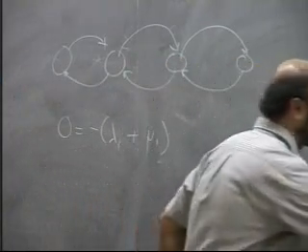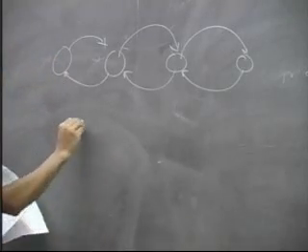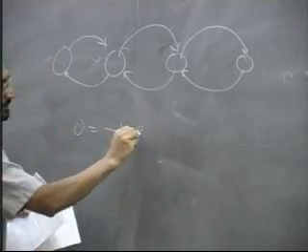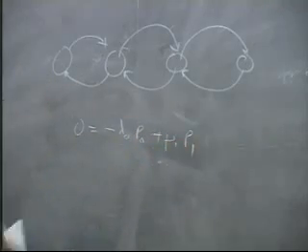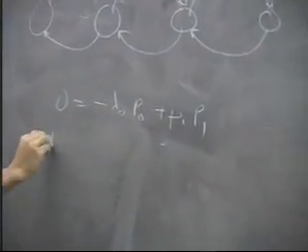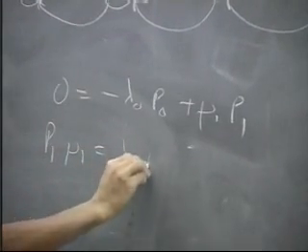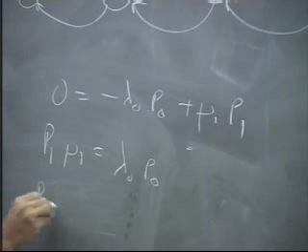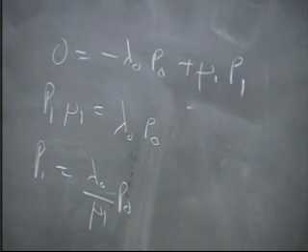Actually, I take it back. Let me just do the lower equation. It said 0 equals minus lambda 0 p0 plus mu 1 p1. I should have left it up over there. Well, I can just say p1 mu 1 equals lambda 0 p0, or I can say p1 equals lambda 0 by mu 1 p0, right?